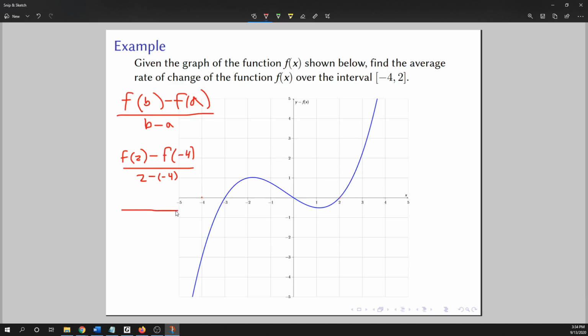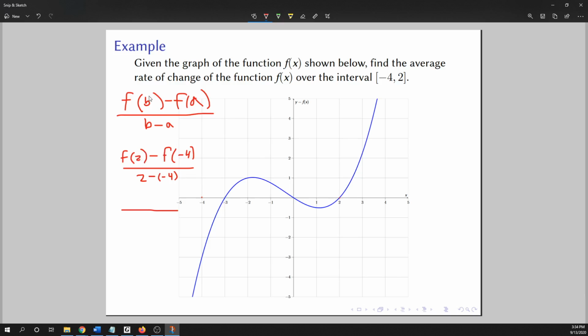All right. In the last example, we had the formula for our function, so we just plugged in b and a into our formula. We don't have that here. All we have is the graph. So what we'll have to do is use the graph to get what these things are.